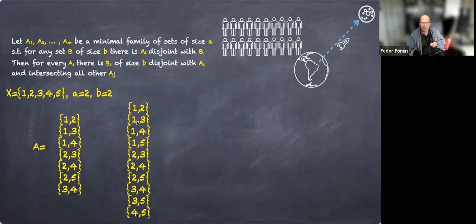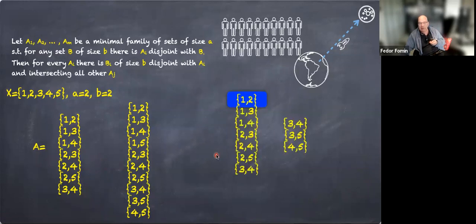If you attack with 1, 3, then I can defend with 2, 4, and so on. Now the question is: is this set A minimal with this property? Or can I delete some pairs from the set and still have exactly the same property? Let's take a look at the pair 1, 2. The pairs from here that do not intersect 1, 2 are 3, 4, 3, 5, and 4, 5.